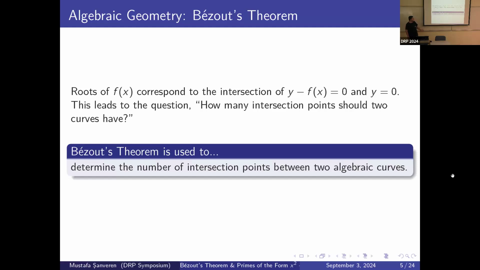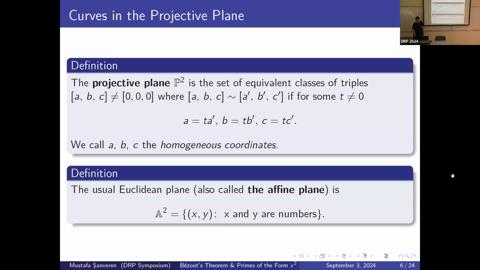the intersection of y equals f and y equals 0, leads us to this question: how many intersection points should two curves have? And Bezout's theorem helps us to determine the number of intersection points between two algebraic curves. And since we don't know what an algebraic curve is, we will give some definitions.